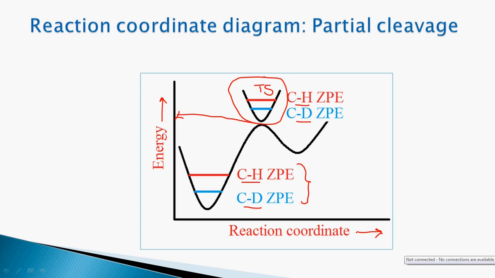This is how partial cleavage is represented by reaction coordinate diagram. So you can understand, if there is an additional well present here, you can take it for a mechanism where cleavage of bond takes place only partially at the arrival of transition state. This is all about reaction coordinate diagram.